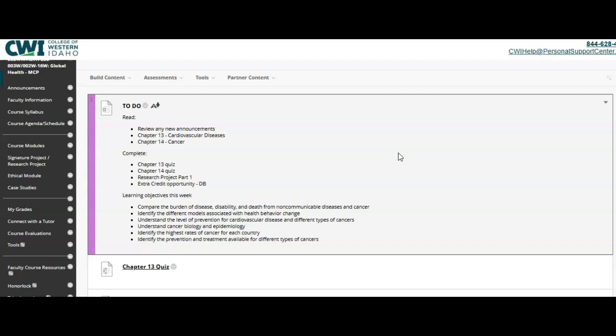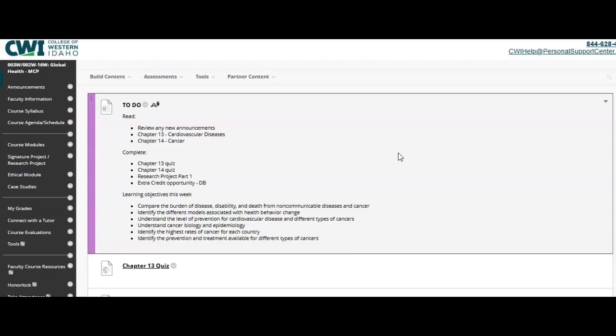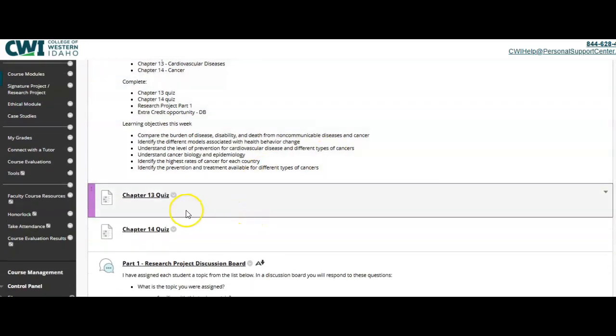We're going to be looking at those non-communicable diseases as well as cancer, and really looking at different models that are associated with health behavior change. We're going to look at different types of prevention strategies, and really how this impacts overall health, both on a nation level as well as a global level too. So you'll need to read chapter 13 and 14 and take the quizzes.